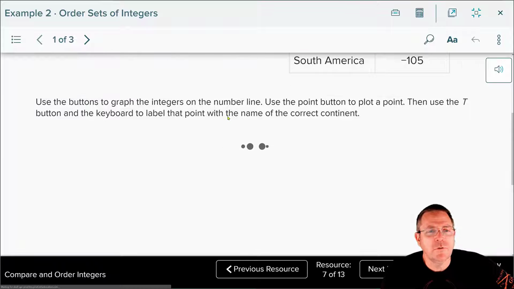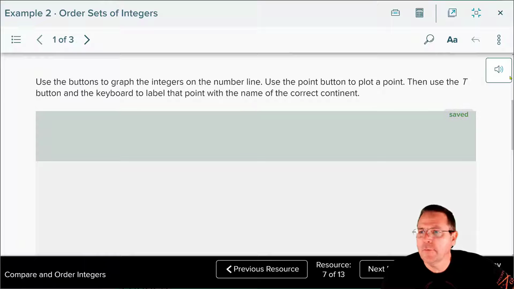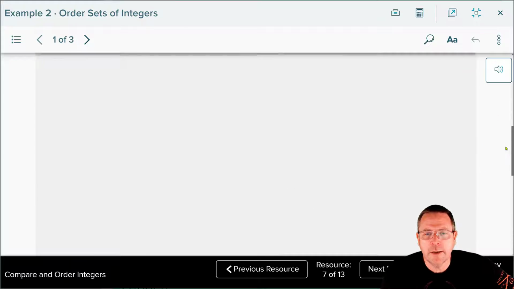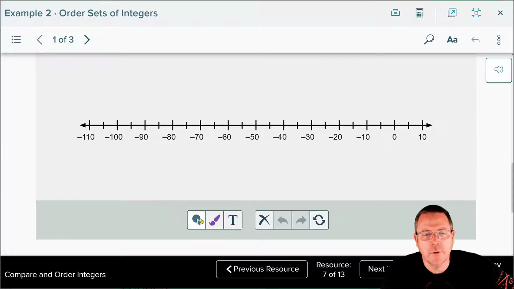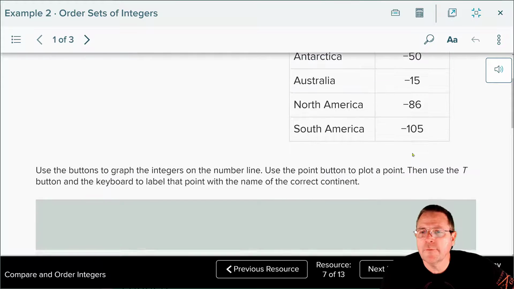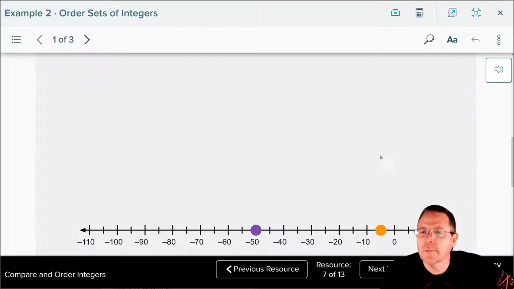It says to use buttons, yada, yada, yada. So we're going to take and make a graph of this information. So the first one, Antarctica, is going to be negative 50. So here we go. We're going to take it negative 50 and put one right there. Next one is going to be negative 15 for Australia. We're going to take Australia and make that gold because I like Australia.